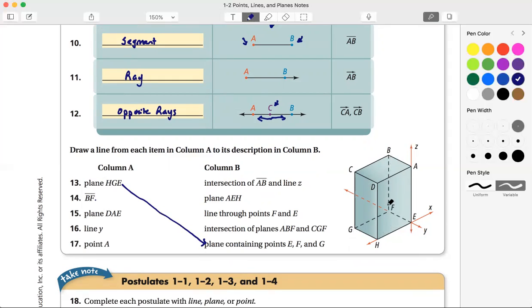Right here. So it looks like this is the intersection of 2 planes. So it's the intersection of plane ABF, the back plane, and CGF. So we want this. All right, plane DAE. Plane DAE is the same as plane AEH. So more than one way to name a plane. Line Y is this thing that goes on forever and contains EF here. So the line that goes through points EF. And then point A is the intersection of line segment AB and line Z. So there we go.